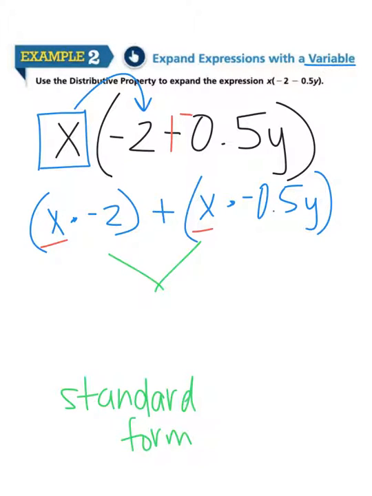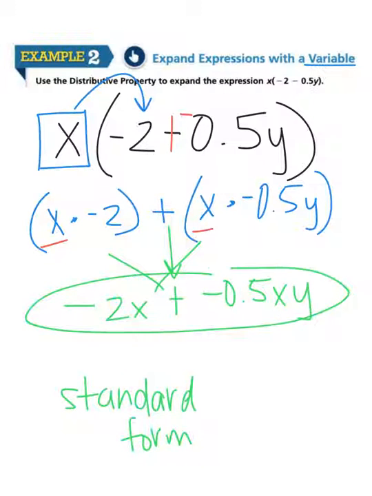So x times -2 becomes -2x. Our plus sign comes down, and then -0.5y times x would become -0.5xy. Until we know what x and y are, we can't simplify that anymore.